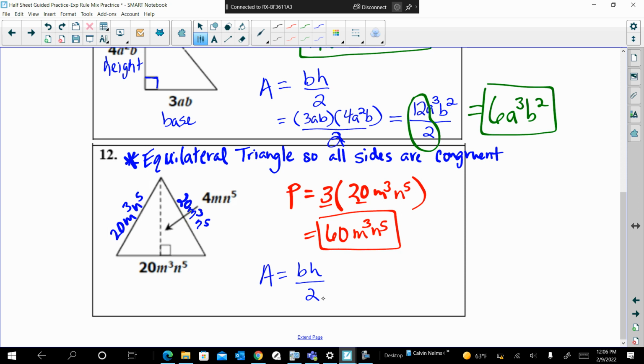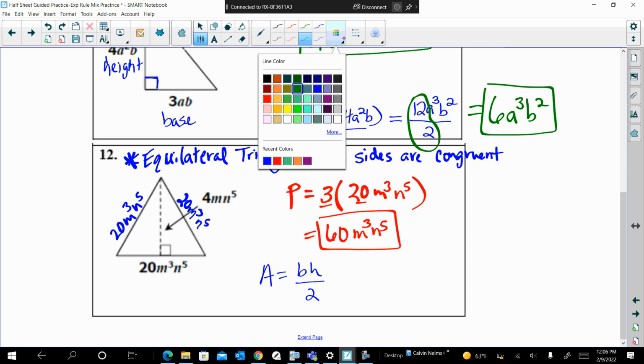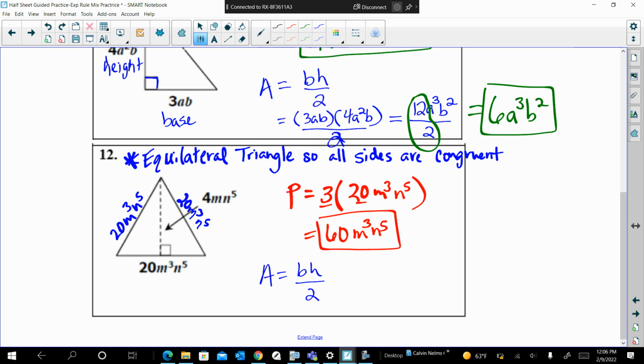You're still going to have to do base times the height divided by 2. We just want to make sure you recognize that this little dotted line here, they're trying to make sure you understand that that is the height of the triangle. Height is always perpendicular, meaning you should see a box like we have right here.